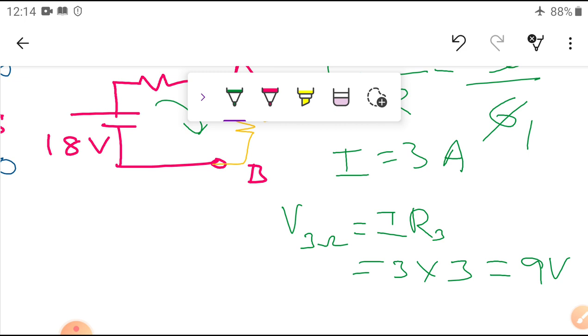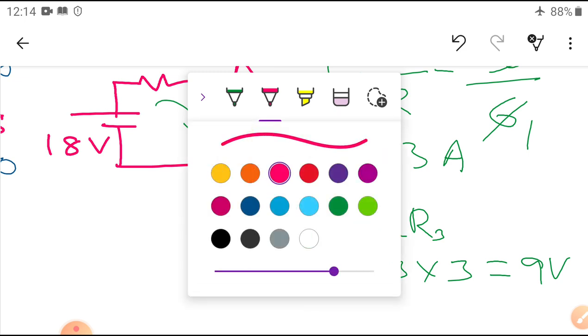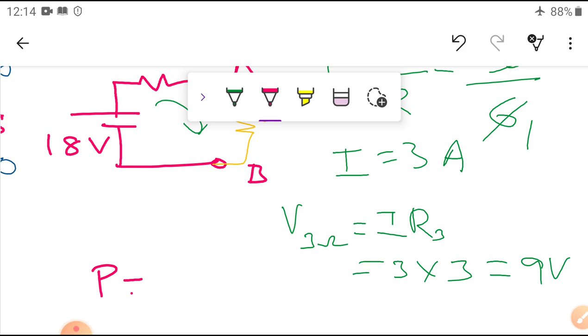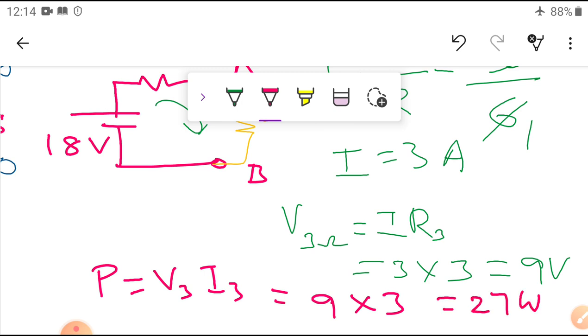Suppose I want the power, then what is the power? P is equal to V into I of the 3 ohms. What is the voltage? 9 volts. What is the current? 3. So 27 watts is the power. That means the power consumed by the 3 ohm resistor is 27 watts. The voltage across the 3 ohm resistor is 9 volts, and the current flowing through the 3 ohms is 3 amperes. So whatever you require, we can easily calculate by this method.